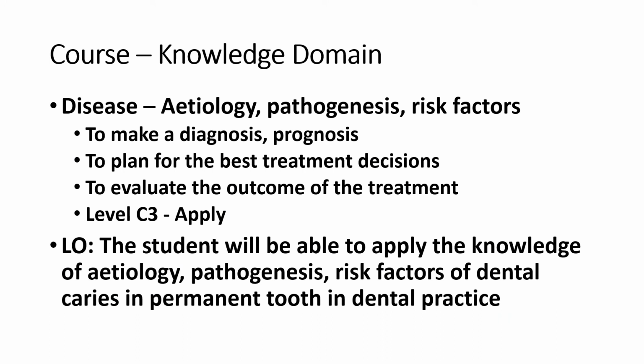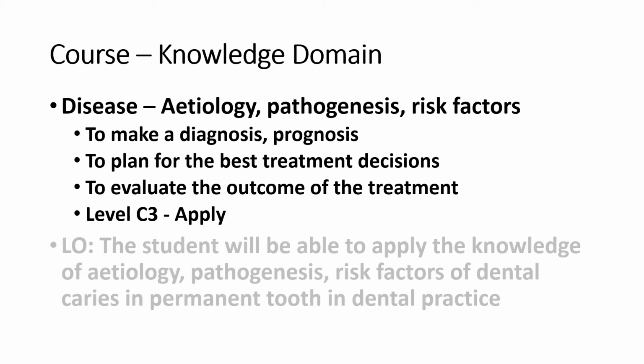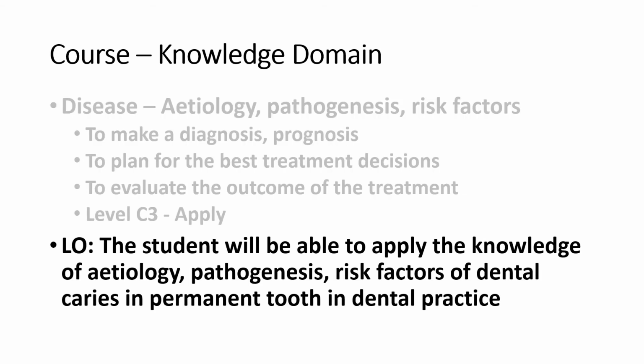What needs to be learned in the knowledge domain, and how can we phrase it as a learning outcome? The students need to know about the disease, causes, pathogenesis and risk factors. But why? For making diagnosis or prognosis, for making a treatment plan and to assess the outcome of the treatment when done. So the level should be at least C3, with application of the knowledge to practice. So the learning outcome for this course will be: the student will be able to apply the knowledge of etiology, pathogenesis, risk factors of dental caries in permanent tooth in a dental practice.